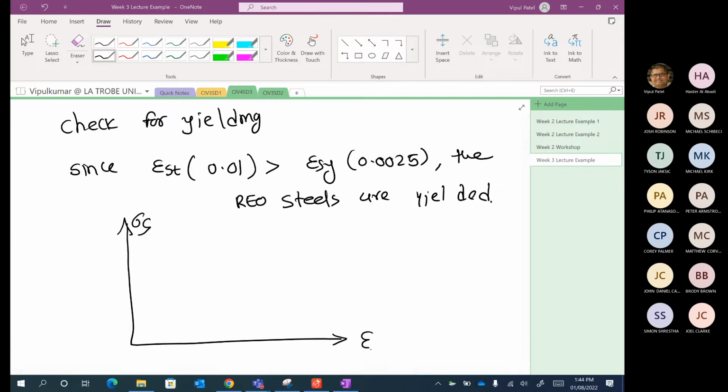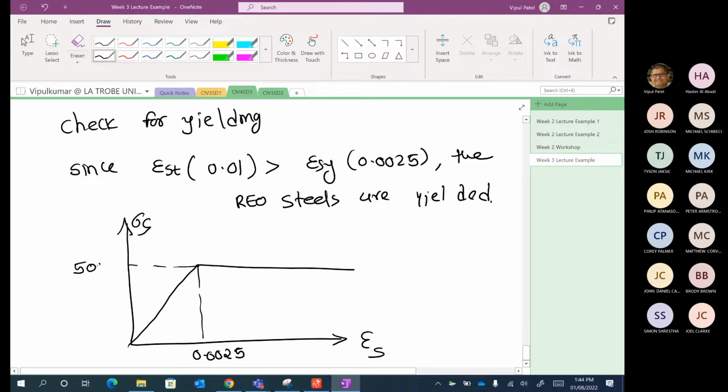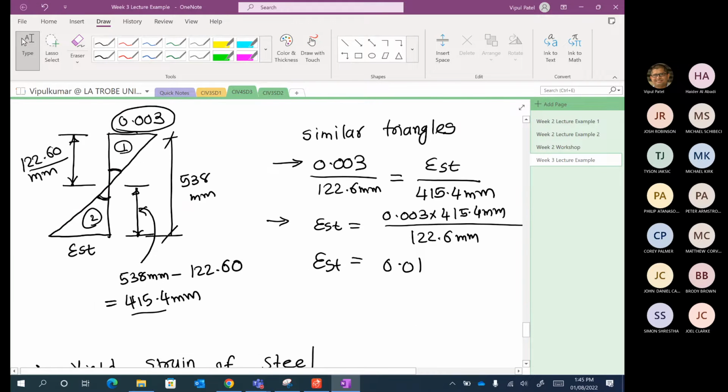By the way, this is the typical stress-strain curve. This is the 0.0025 yield strain we calculated. This is fsy, 500 megapascals, and we are somewhere here, very far. So 0.01, which is good. This is the actual strain, so we can use this one. If it is not yielded, then we need to calculate the stress here and use that. We can't use 500 megapascals, but it's yielded, which is the good news. And that's what we wanted.